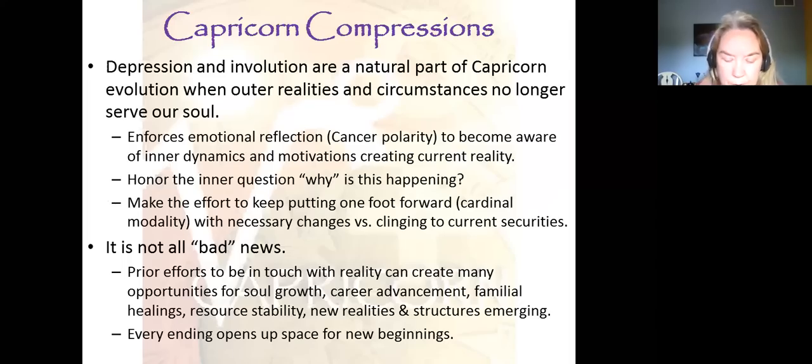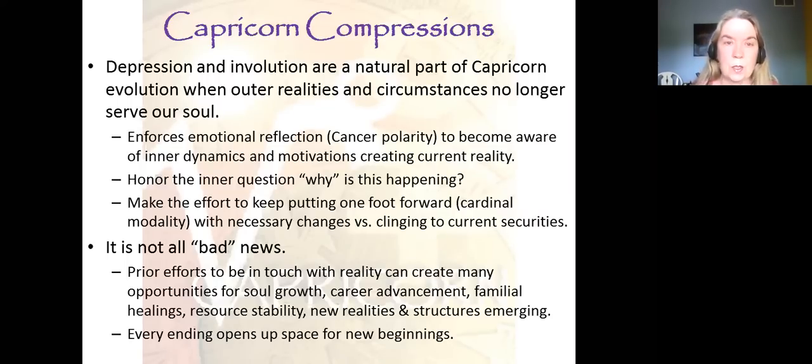So during this time period, and especially with Saturn and Pluto right now, depression and involution are a natural part of Capricorn, especially when those outer realities and circumstances and relationships and situations are just no longer working. And what happens is that involution throws us inward for emotional reflection, which is that Cancer polarity, which is emphasized right now with Saturn and Pluto retrograde, transiting North Node in Cancer.